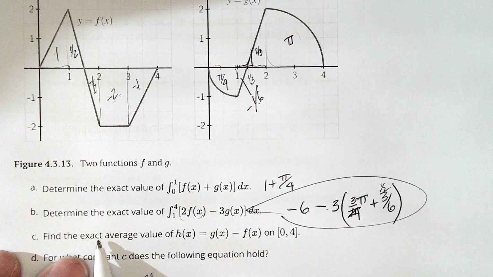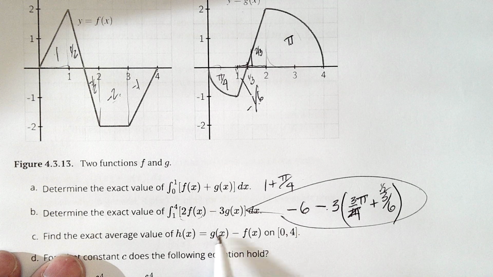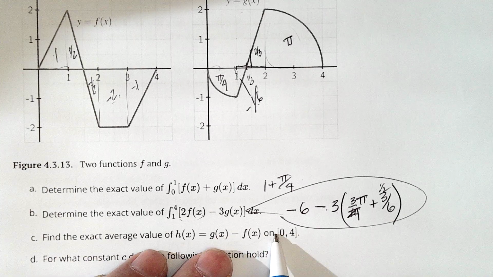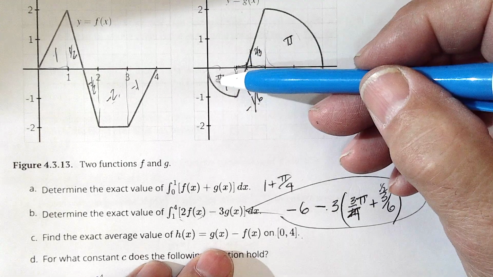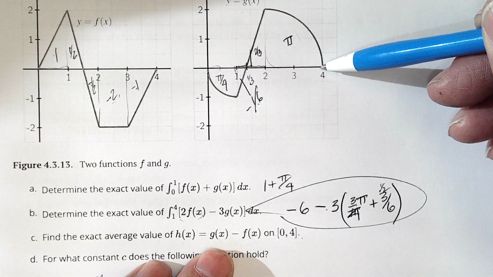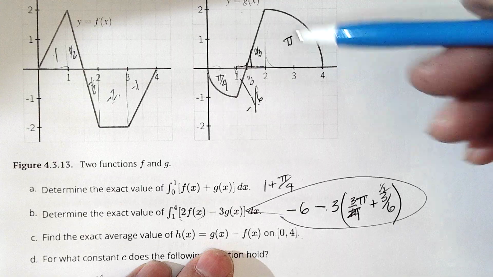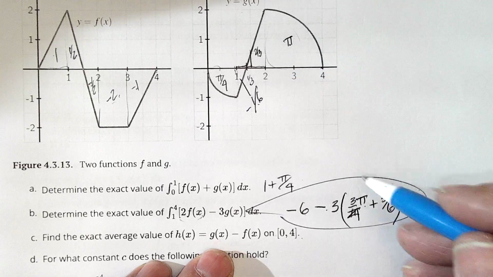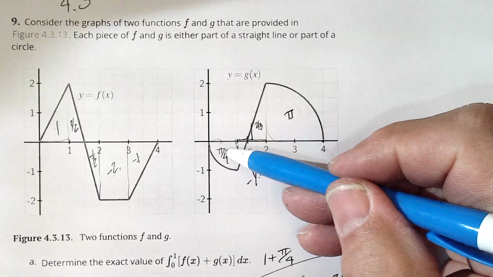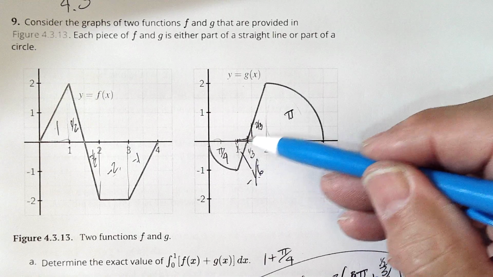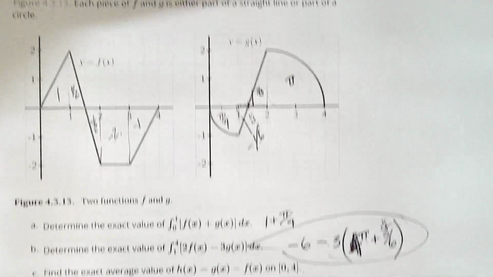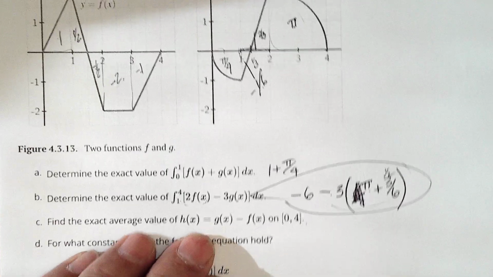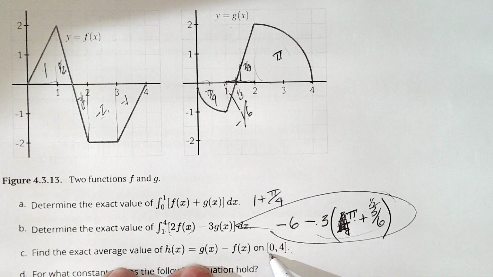Find the exact value of the average of G minus F on 0 to 4. So G's area from 0 to 4, and this last one, this should have been just pi. I put in the pi over 4. We should have just done this, this, and this, because it says 1 to 4. So this should have been 1/4. Messed that up. Okay, looking back at this. This is 0 to 4.